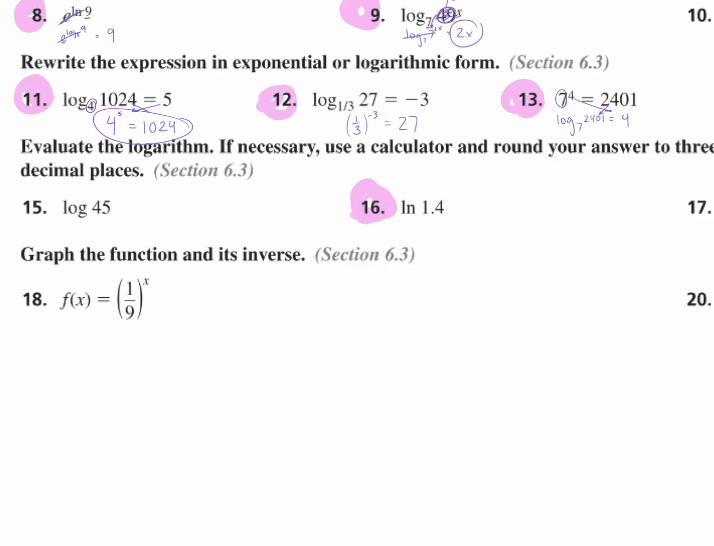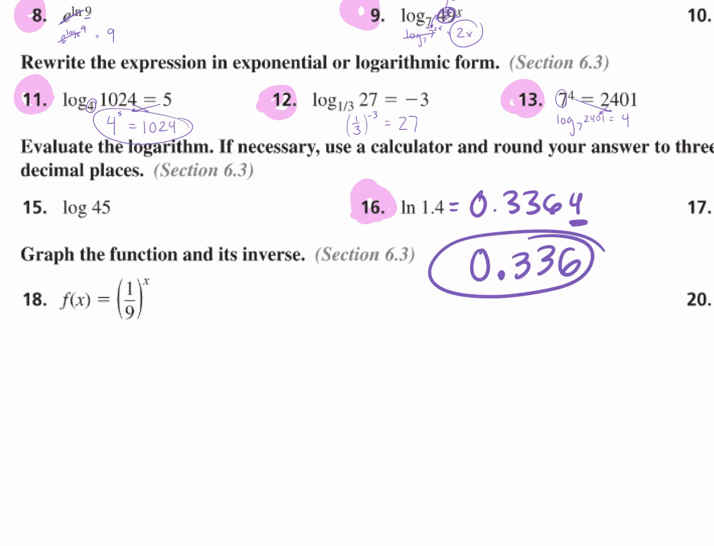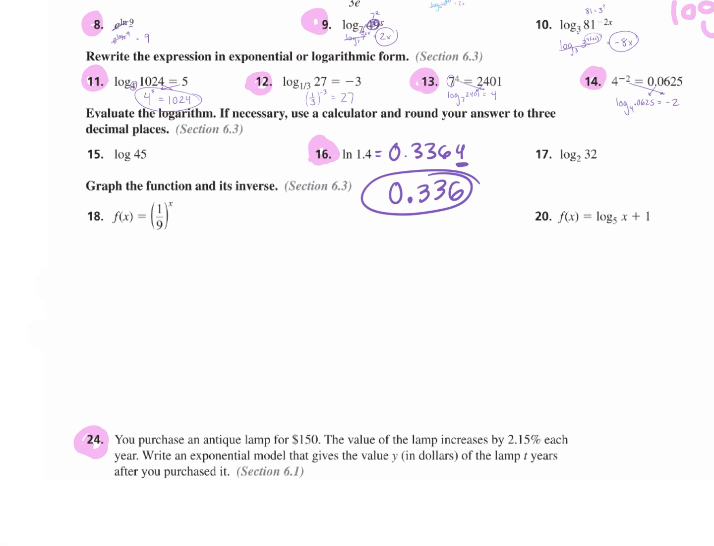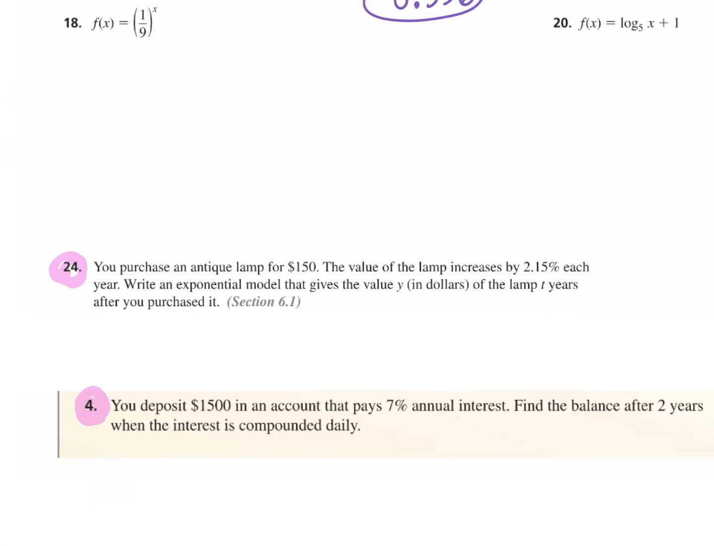Number 16, we're just putting it right into the calculator. Just be careful because ln is a different button in your calculator than log. So here I'm taking the ln of 1.4. So that would be 0.3364. If we round to 3 decimal places, we look at the 4th, and that tells us if we round up or stay the same. Do I round up or stay the same? Stay the same, so it'd be 0.336. Right, there's no graphing on the test, so we're going to skip 18 and 20.